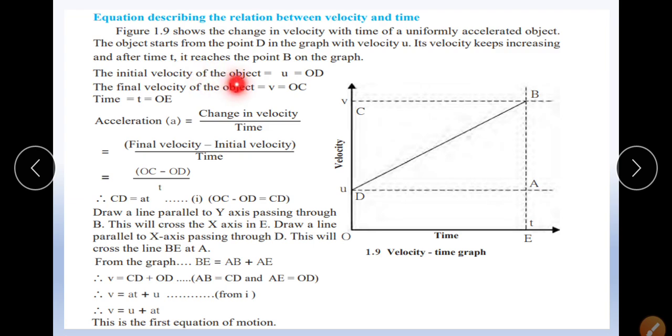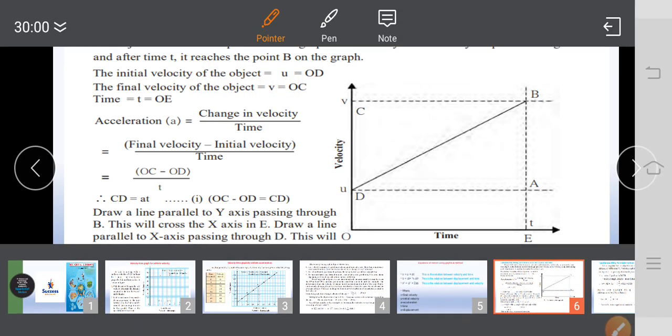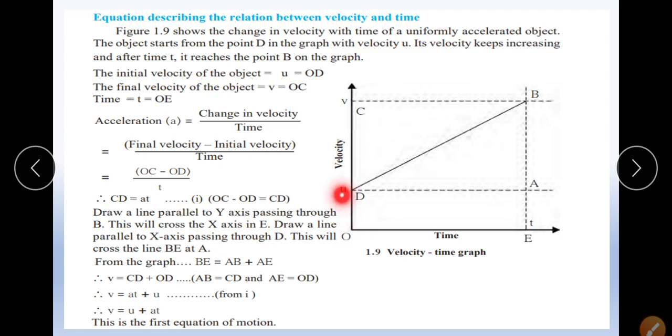The initial velocity of the object is equal to u. From origin to u, you can equate it to OD. The final velocity of the object is v. So from origin to v, it is OC. So v is equal to OC. The time t, from origin to t, it is OE. So we can say t is equal to OE.